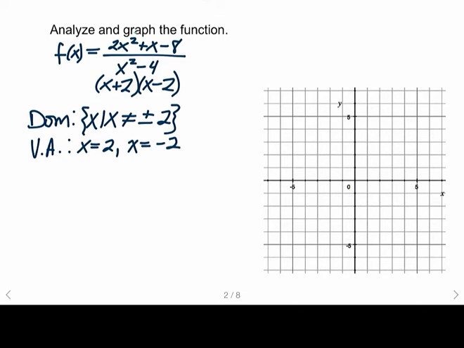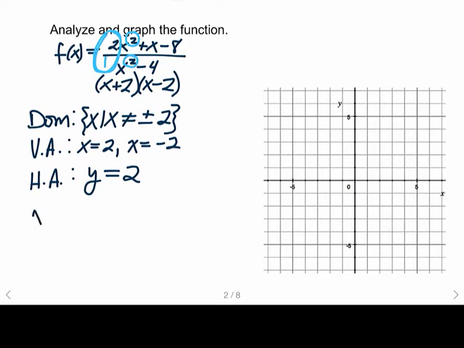The degree of the numerator is 2. The degree of the denominator is 2. And since those degrees match, we're looking at the ratio of leading coefficients, which, if you like, is 2 over 1. And remember, when the degrees match, we have a horizontal asymptote. That horizontal asymptote has the equation y equals the ratio of leading coefficients, and so in this case y equals 2.